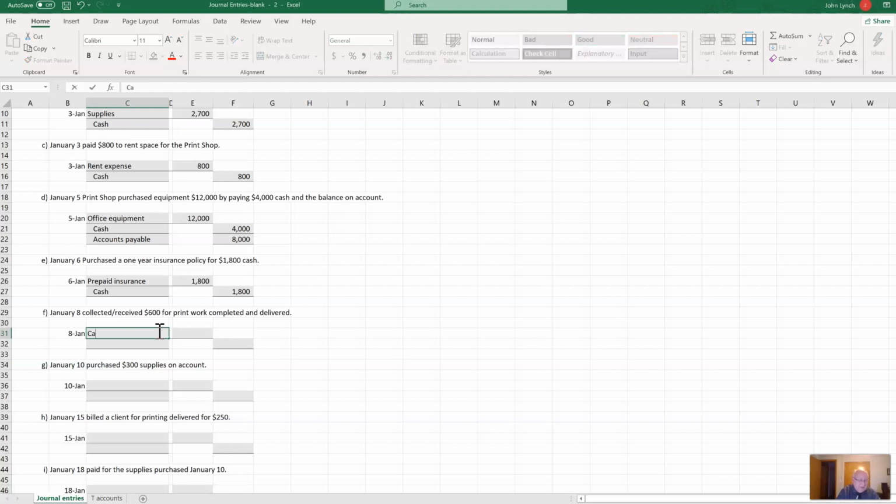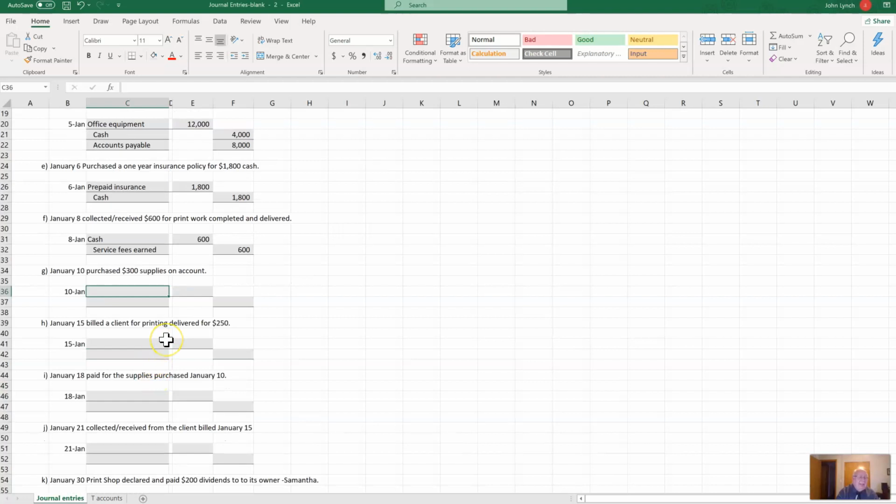On January 8th, we collected and received $600 for print work completed and delivered. Okay, so we received cash for $600, and we're going to credit service fees earned for $600. Okay, this is going to increase your cash because that's the account. Since you received cash, you want to increase cash, and you want to increase your revenue account, which is in this case called service fees earned.